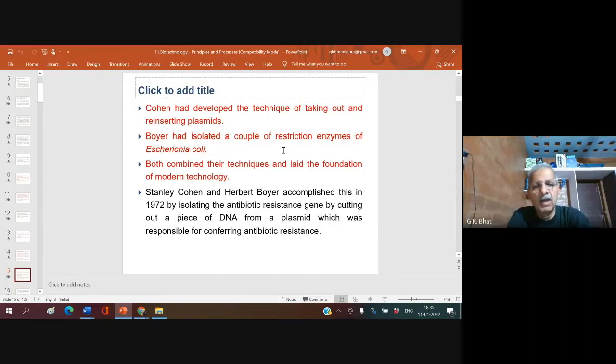So here, Cohen and Boyer accomplished recombinant DNA technology by isolating a gene which showed resistance to antibiotic, cutting out the piece of DNA from a plasmid which was responsible for conferring antibiotic resistance. They wanted to separate that gene and insert that gene into another organism. Okay, this is what they have done. So now let us see what they have done.